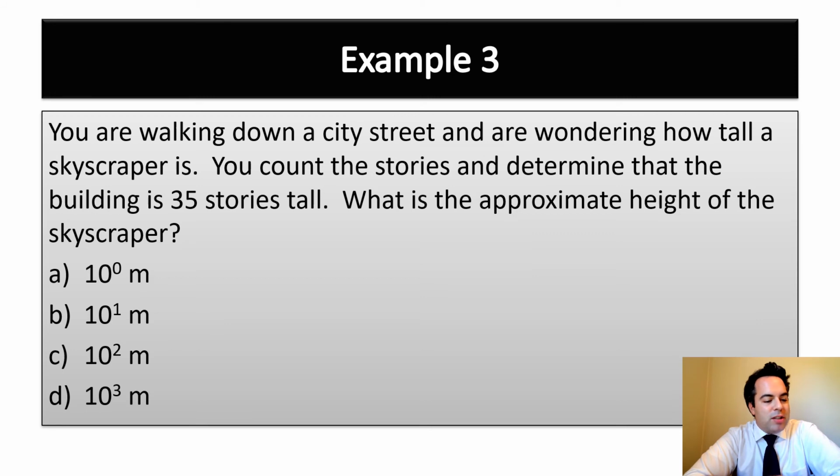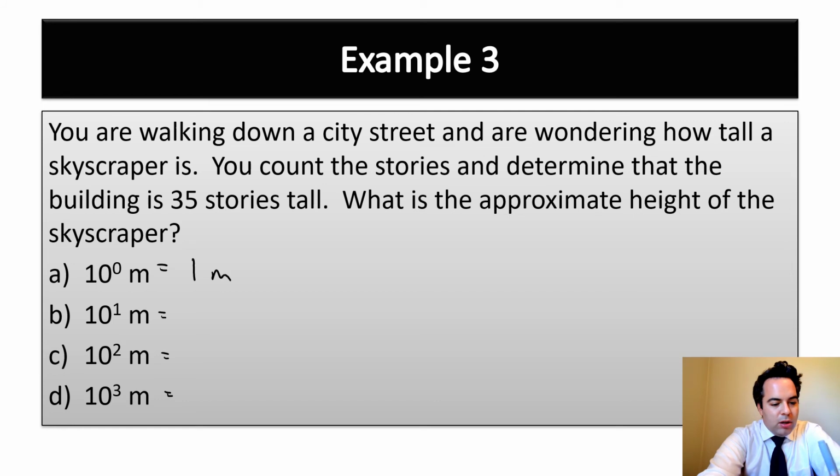My first step for these is typically to convert these into numbers that I can more easily comprehend. So 10 to the 0 power is 1 meter. 10 to the first power is 10 meters. Then we have 100 and 1,000 meters.